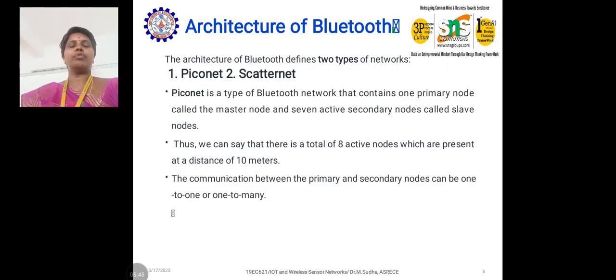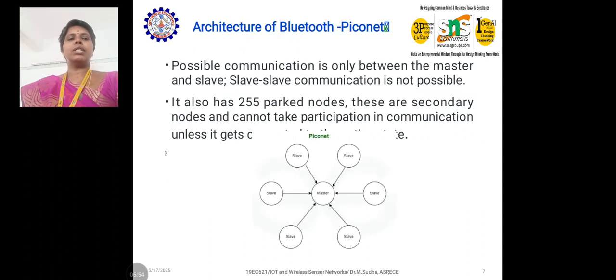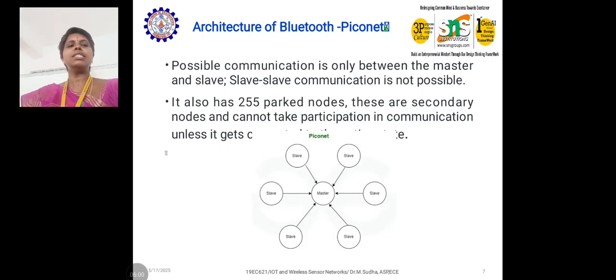So in our office, for example, if we have 8 nodes or 8 devices or 8 members who want to communicate, we can use this piconet network. If the size is increased, we can go for the scatternet. And this is the diagram of a piconet, with one active node and other passive nodes.